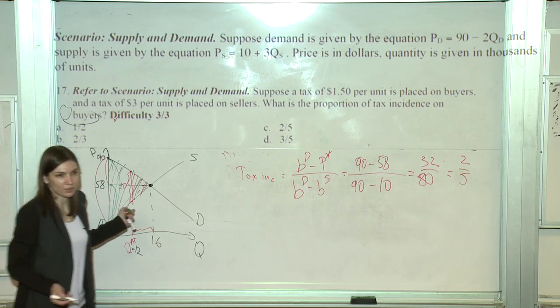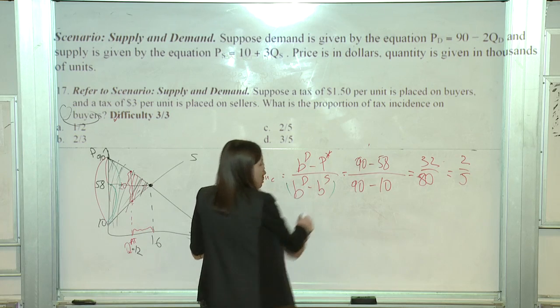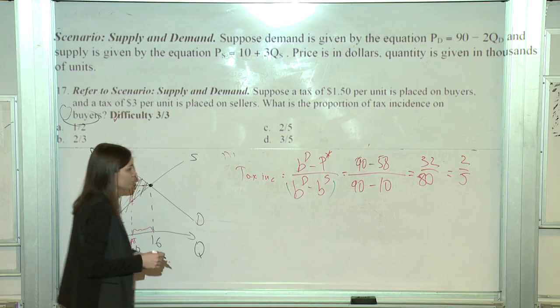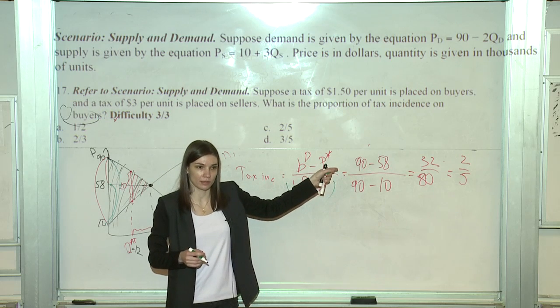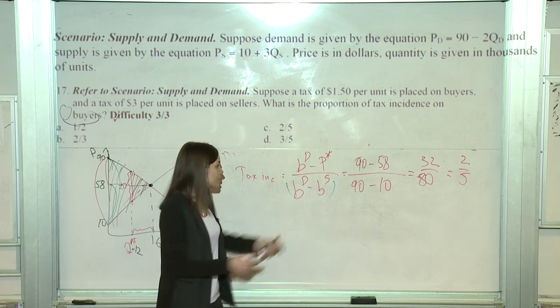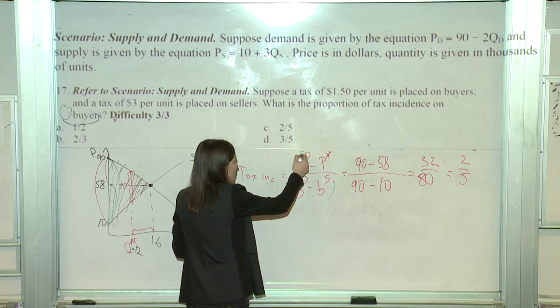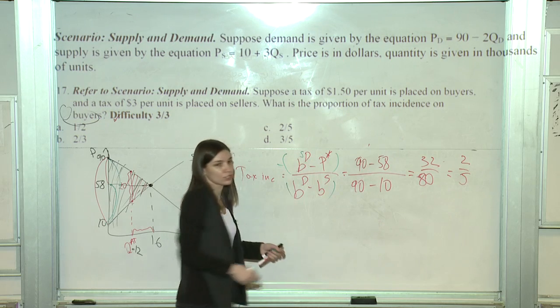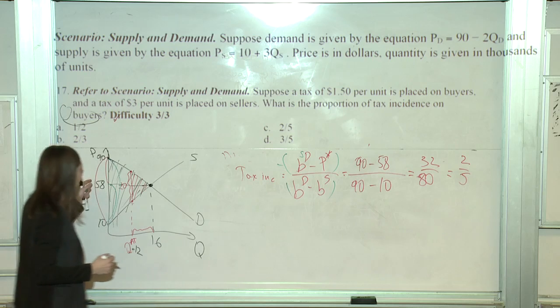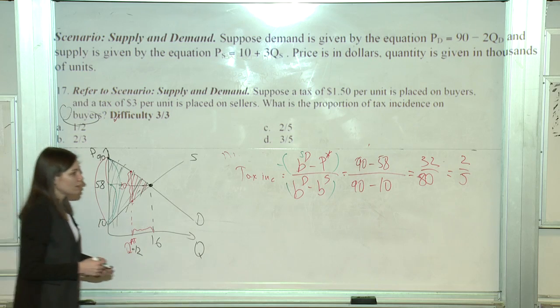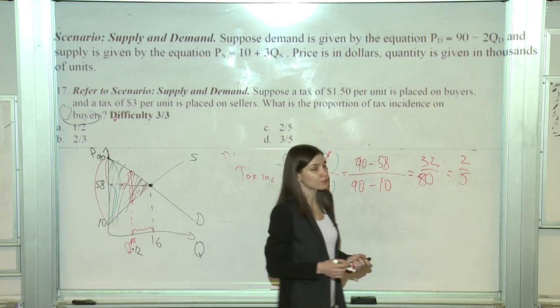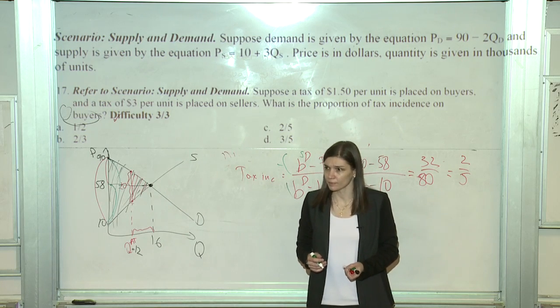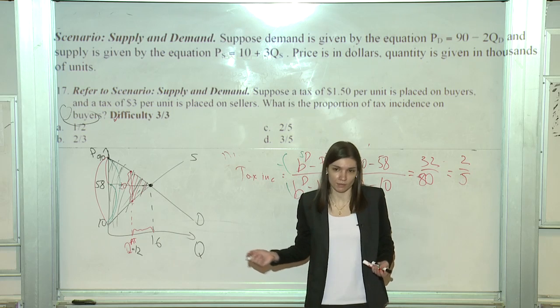So the denominator is going to be the same. The denominator is always going to be the difference between the two intercepts, and the numerator would be the difference between the equilibrium price and the supply intercept. It also needs to change the sign, because right now the equilibrium price is higher than that. And if you calculate the tax incidence on buyers, which we just did, it's 2/5. What is the tax incidence on sellers then? 3/5, the rest of it. Okay?